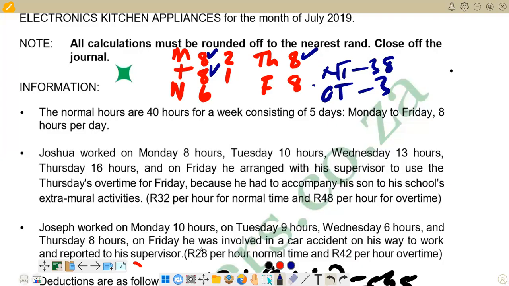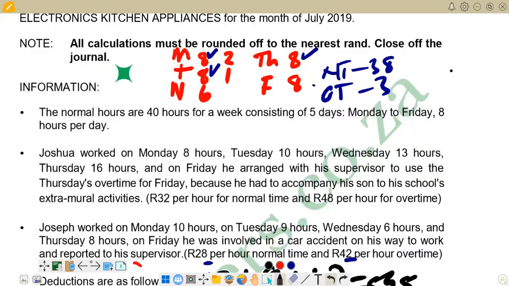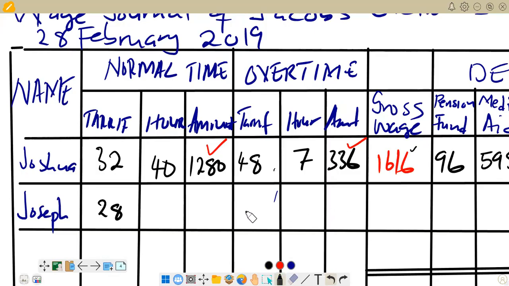And also we can take note of the rates now. 28 rand per hour for normal, and then 42 per overtime. So we are just going to put those figures there. Remember here we are saying for our tariff for normal for Joseph, we are given a 28. And then for overtime, we can just go back there and cross check in terms of overtime. It's here 48. So we can go and put our 48 there for overtime tariff.